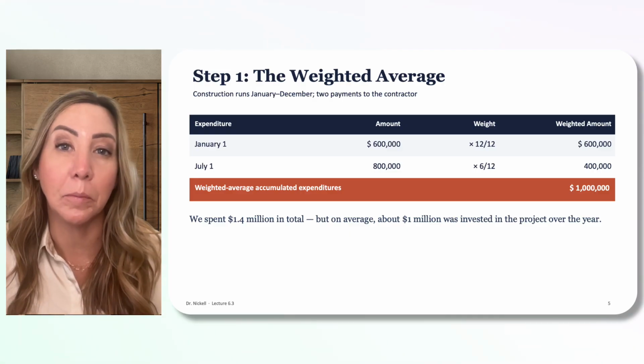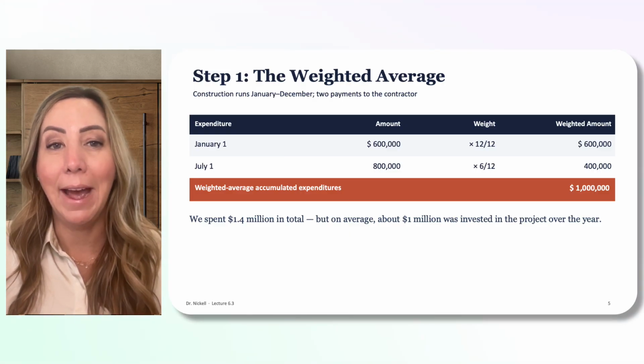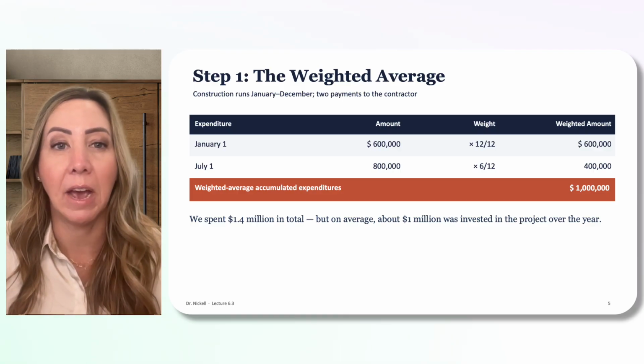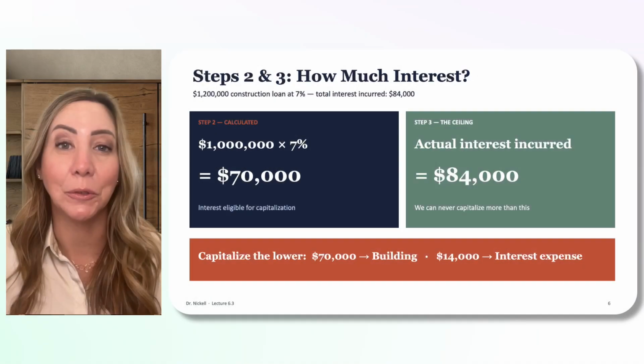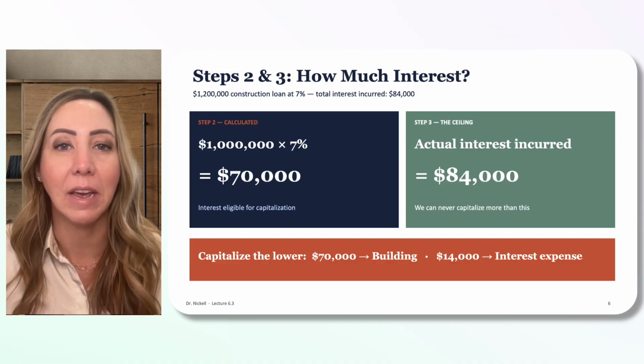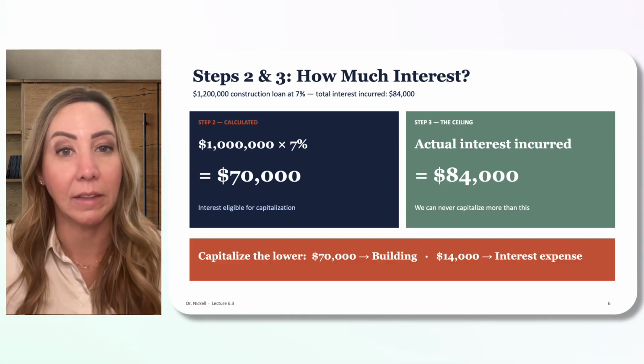Notice what that number means though. Even though we spent $1.4 million in total, on average, we had about $1 million tied up in this project over the year. Now let's look at step 2. The company financed construction with a $1.2 million construction loan at 7%. So the interest we could capitalize is $1 million times 7%, or $70,000.